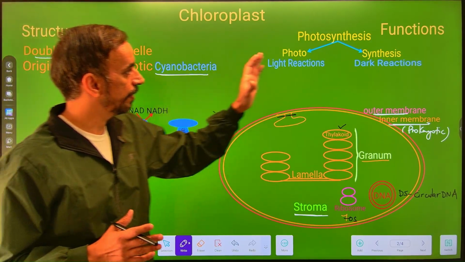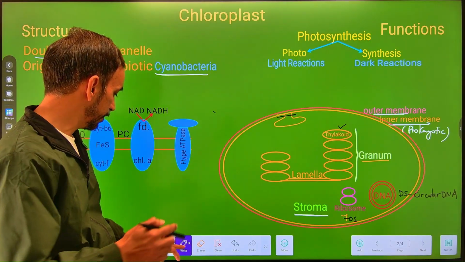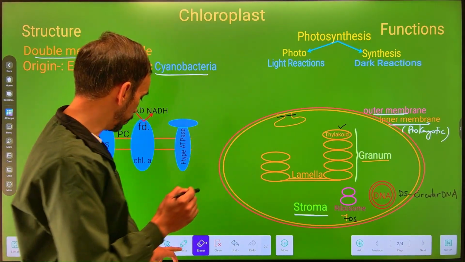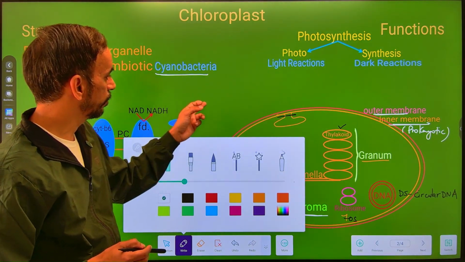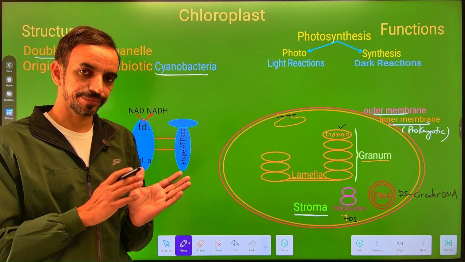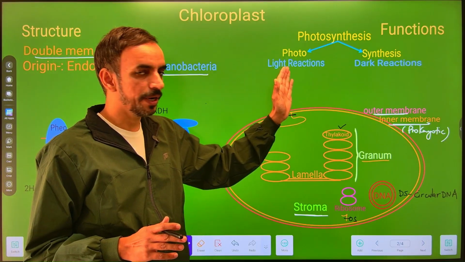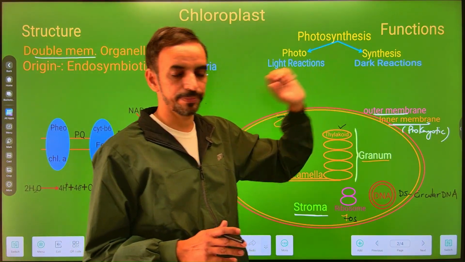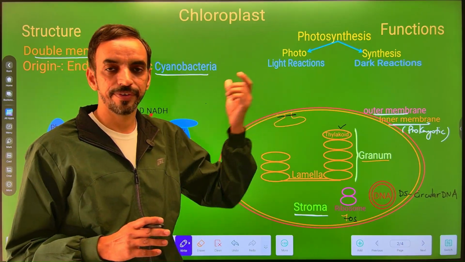Now, if we talk about the function of chloroplast, the major function of chloroplasts is to carry out photosynthesis. तो पहला जो important काम है वो क्या है? Is to carry out the photosynthesis. Now, photosynthesis is divided into two parts. One is known as the photo part, the other is known as the synthesis part. Now, in the photo part, there are light reactions.